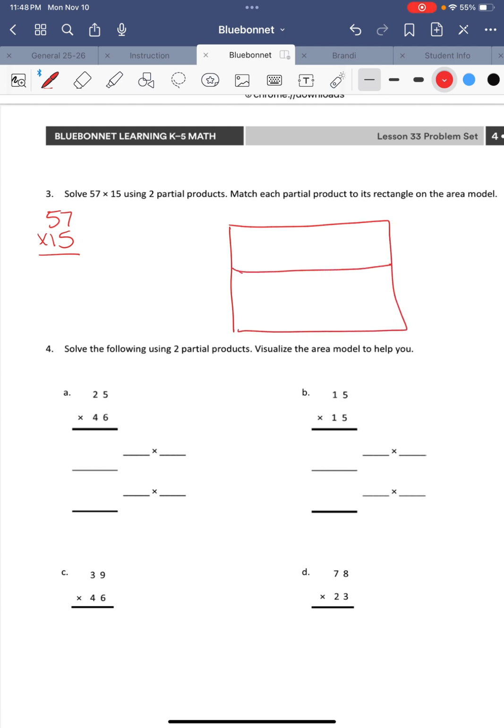So over here on this side, I would have 5 and 10 for 15. And across the top, I would have 57. So first, I'm going to do 57 times 5. 7 times 5 is 35. 5 times 5 is 25. Plus 3 more is 28.